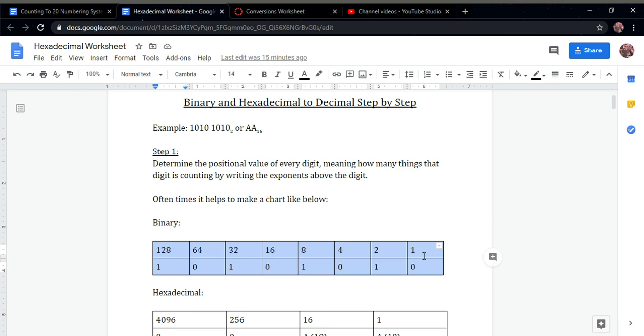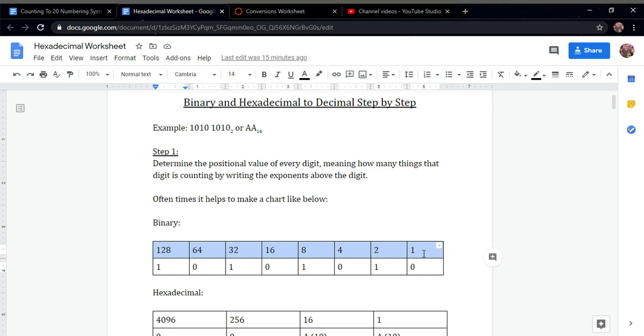So the first thing you want to do is write the exponents of 2 on the top row. And so make a chart where you have the exponents of 2. Remember to start with 1 because 2 to the 0 power is 1. Any number to the 0 power is 1. And then 2 to the 1 is 2. 2 to the second power, 2 squared, is 4. 2 cubed is 8, and so on and so forth. So just make that chart.